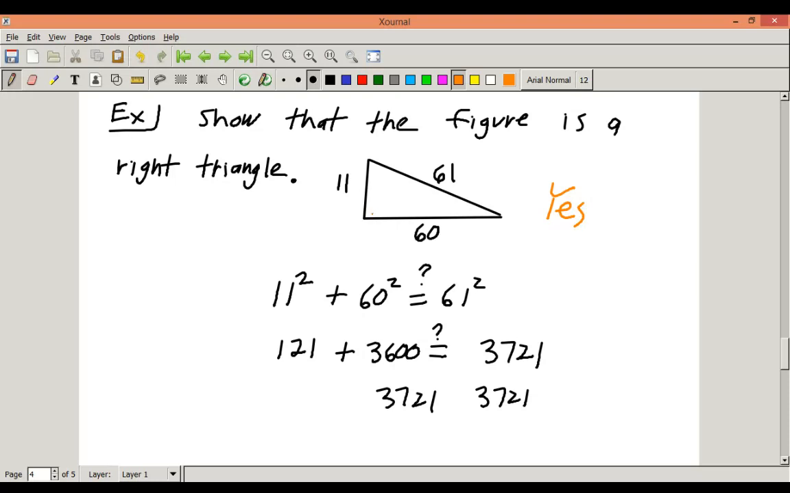Notice it did not have the right angle given because we weren't sure at that time whether that was a right triangle. So we've shown that one side squared plus another side squared equals the third side squared, so that makes that a right triangle. So it's a yes or no.